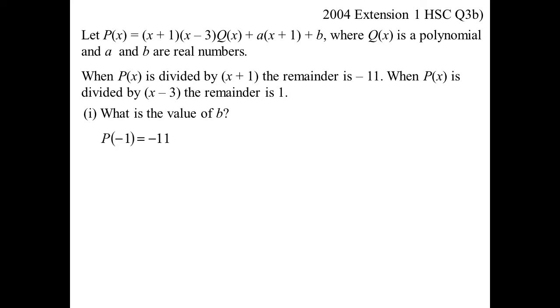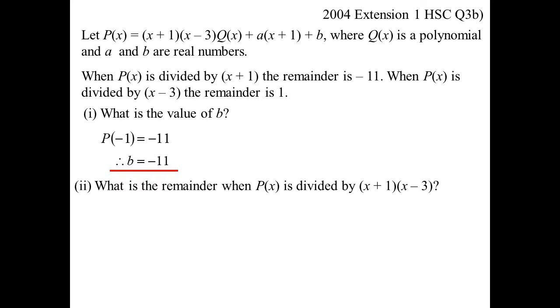Divided by x plus 1. So I know that when I substitute in negative 1, I'll get the remainder, which is negative 11. Substituting that in, we end up with just b equals negative 11. Because look, the x plus 1 becomes 0. So all of that quotient part goes. And a times x plus 1, that's going to be 0 as well. So I'm just left with b. So b must be negative 11.